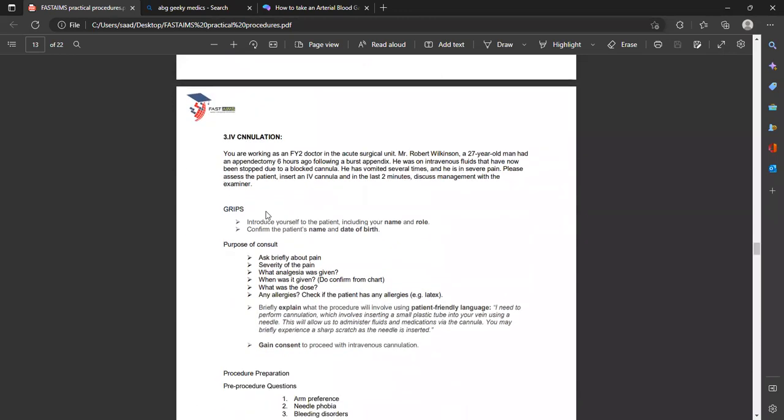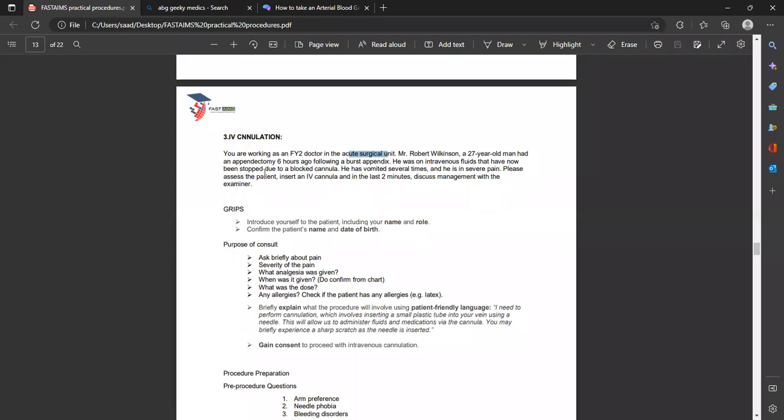This is IV cannulation. Okay, so this is our third scenario. In this scenario, you are a doctor in the acute surgical unit. The patient is Robert Wilkinson, a 27-year-old man, who had an appendectomy 6 hours ago following a burst appendix. He was on intravenous fluids that have now been stopped due to a blocked cannula. He has vomited several times and he is in severe pain. Please assess the patient, insert an IV cannula, and in the last 2 minutes, discuss management with the examiner.